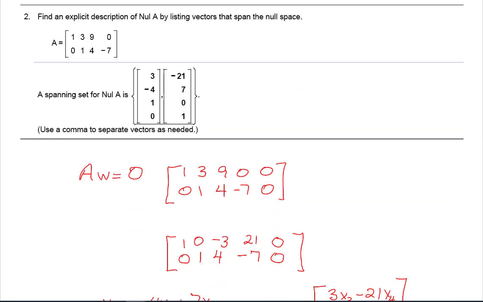Alright, so in question 2, we have matrix A here. We want to figure out, well, what does the null space of A look like? Can we find the set of spanning vectors? Alright, so, well, first off, I want to figure out, well, what do all the vectors look like in the null space? I'm trying to solve AW equals 0. So here's A, here's the 0 on the right-hand side.